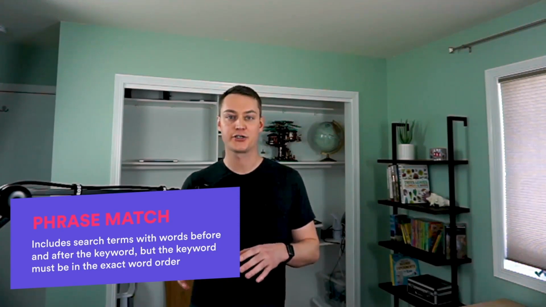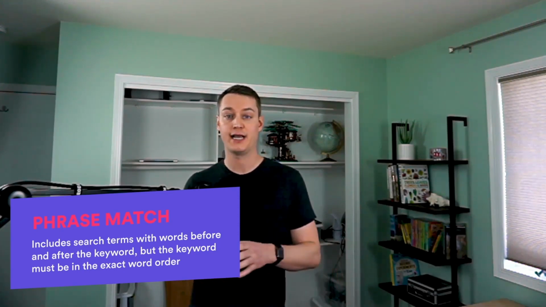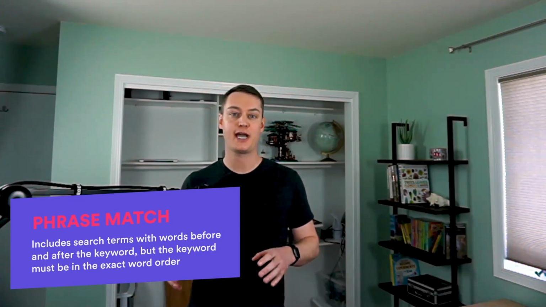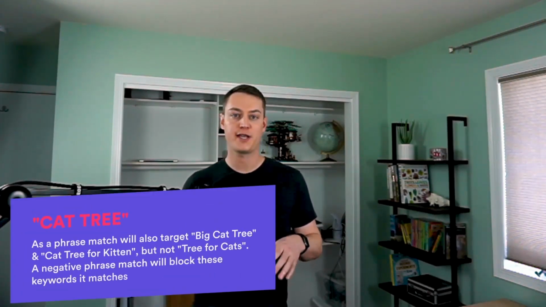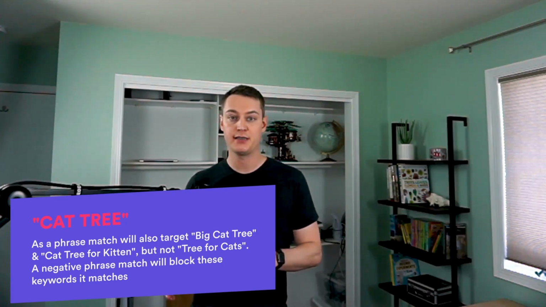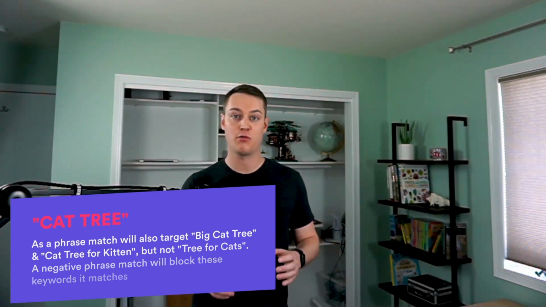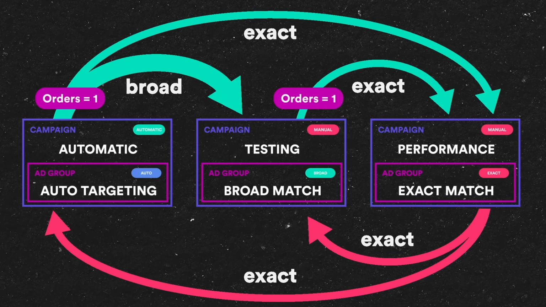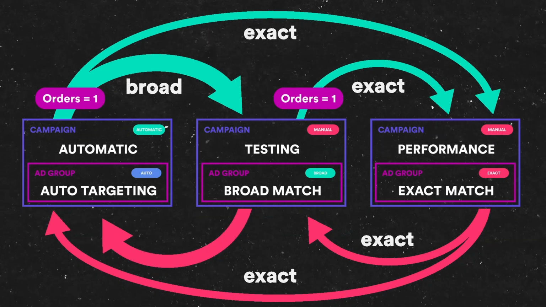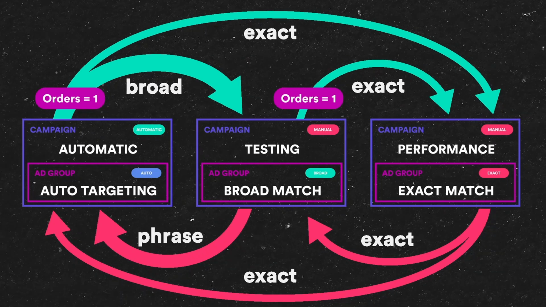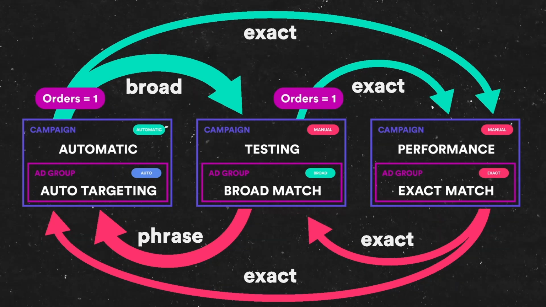This will block any search term that has extra words before and after the keyword, but the keyword has to be in the search term and in exactly the same word order. So a phrase match for cat tree will also include big cat tree and cat tree for kitten, but not tree for cats since it doesn't include the keyword in the exact word order. There will still be some overlap in search term targeting between the campaigns, but this will help isolate your keywords, giving you more control over your bids.